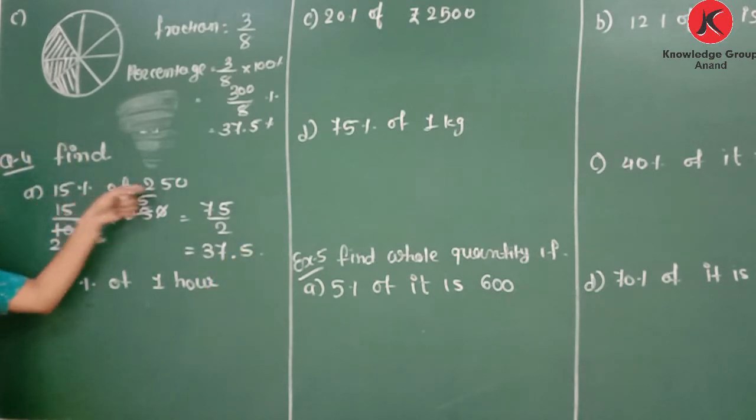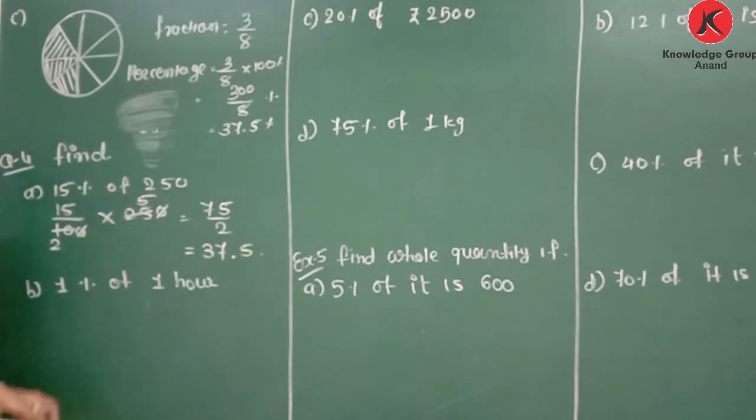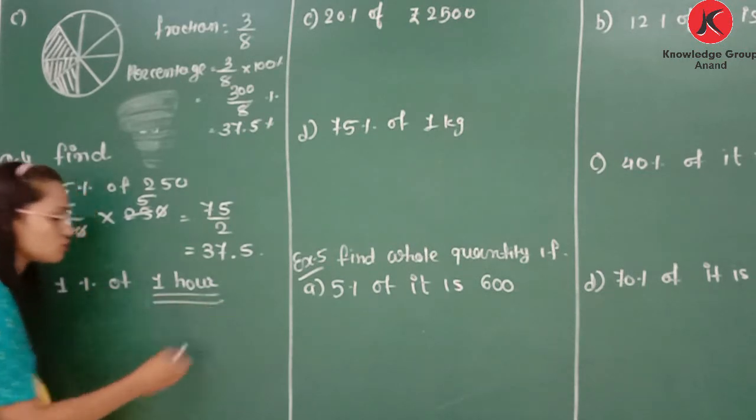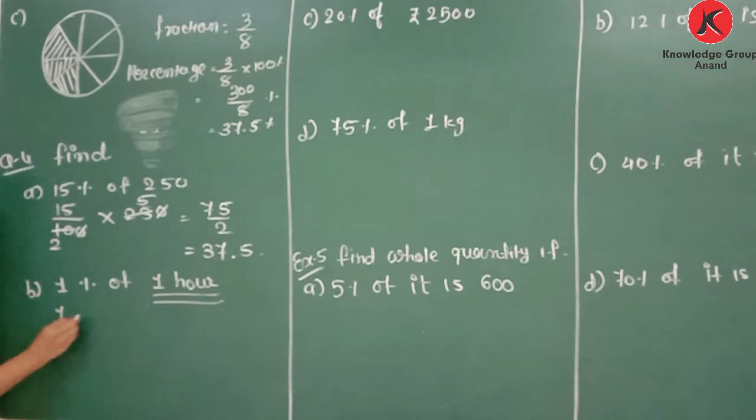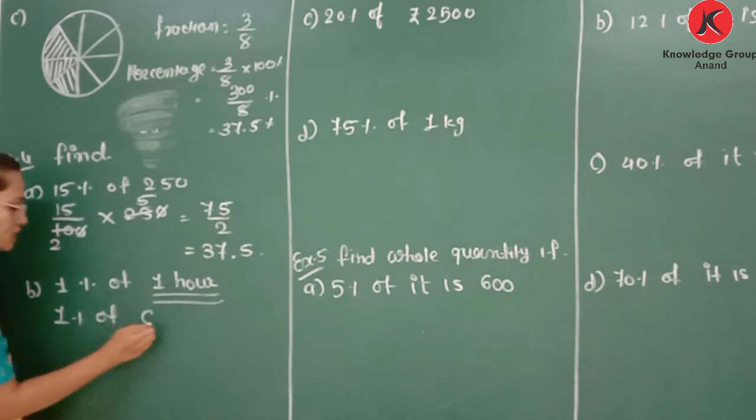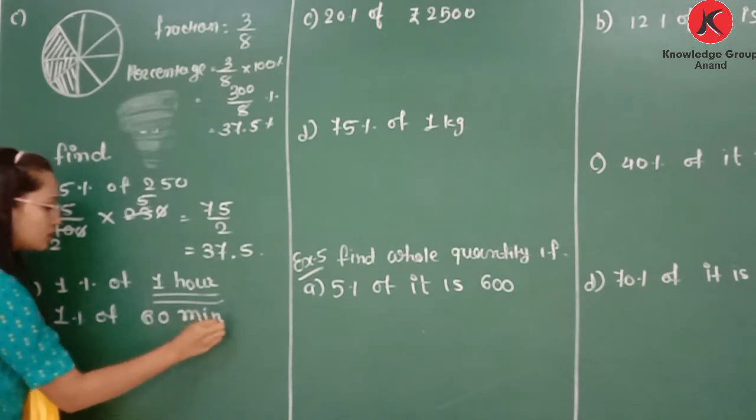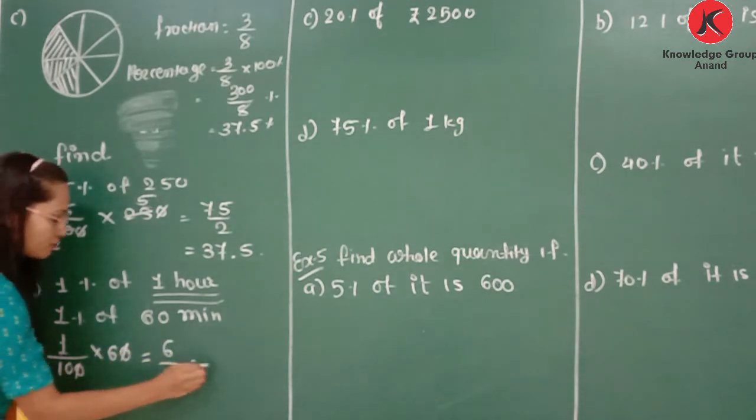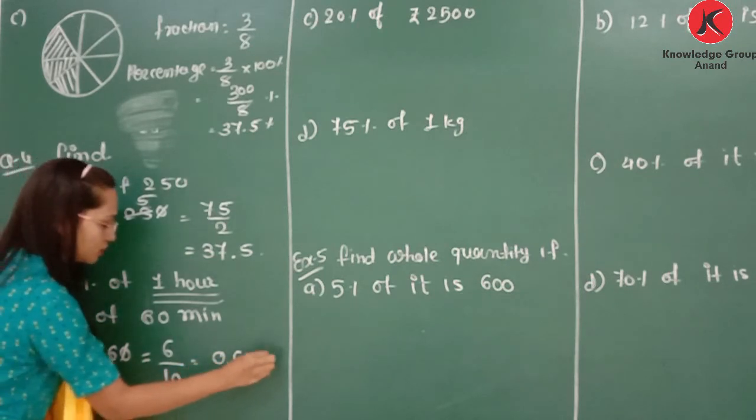So 15% of 250 is 37.5. Next, 1% of 1 hour. Convert this 1 hour into 60 minutes. So 1% of 1 hour is equal to 60 minutes. Now 1% means 1 by 100 multiplied by 60. Here we can cancel out the zero. So 6 by 10 is equal to 0.6 minutes.